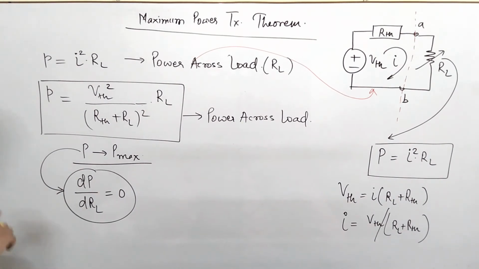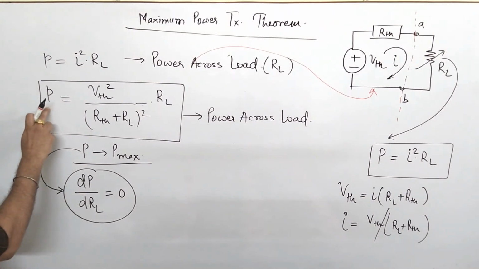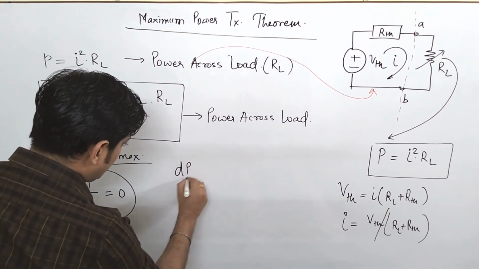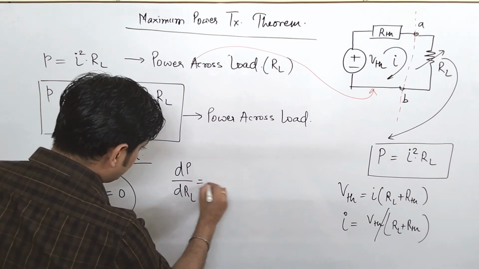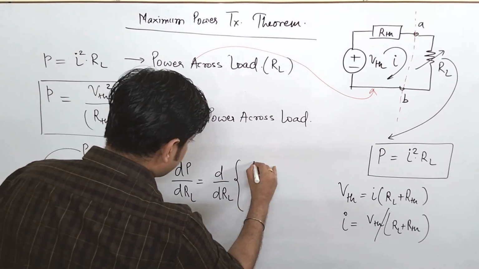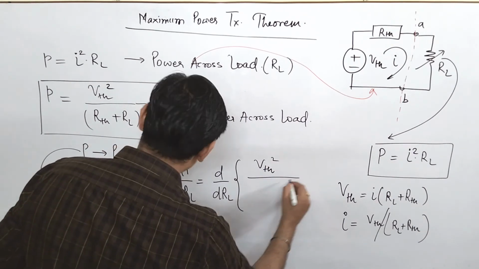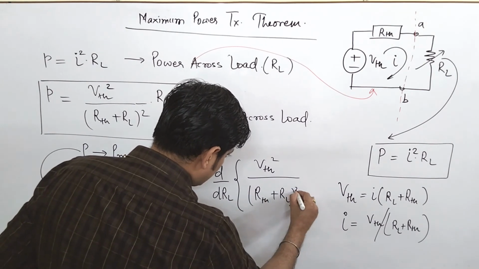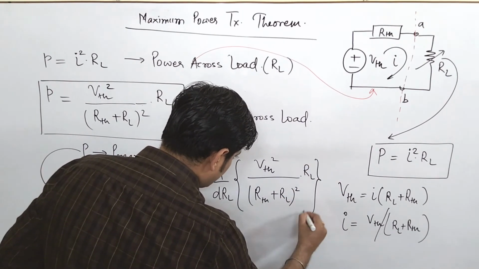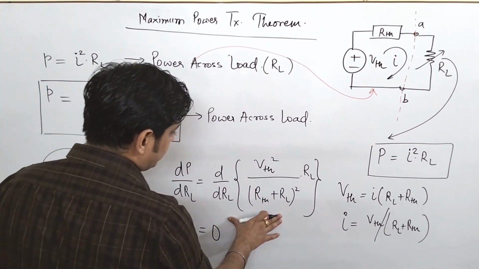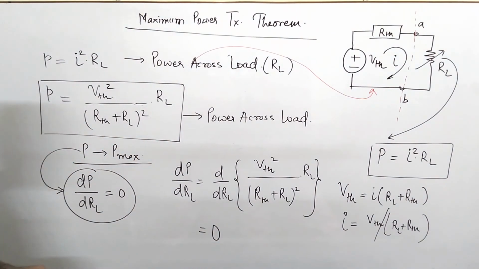So we'll find this dP by dRL. You just have to differentiate this value. If I write here dP upon dRL, that should be equal to d upon dRL of VTH square upon (RTH plus RL) whole square into RL, and that should be equal to 0. Once you make this differentiation 0, you will find the condition.